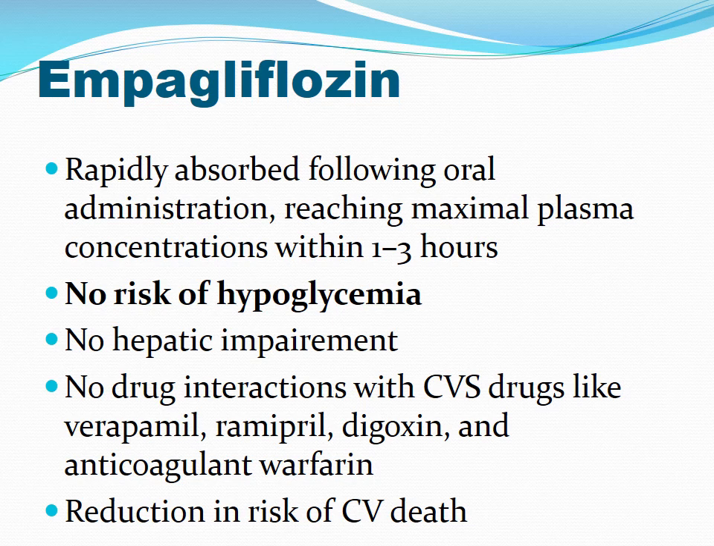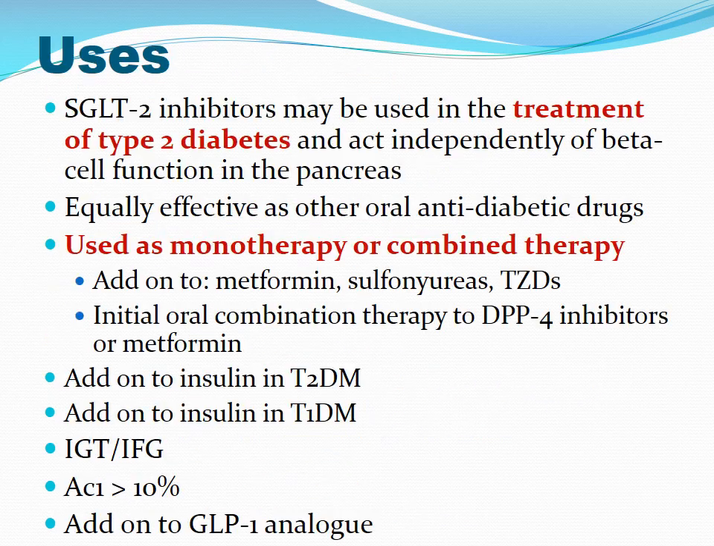The second drug, empagliflozin, is given orally and rapidly absorbed after oral administration, reaching the maximal plasma level within 1 to 3 hours. Also with this drug, there is no risk of hypoglycemia, no hepatic impairment, and no drug interaction with cardiovascular drugs like verapamil, ramipril, digoxin, and anticoagulant drugs such as warfarin. It also produces reduction in the risk of cardiovascular events.